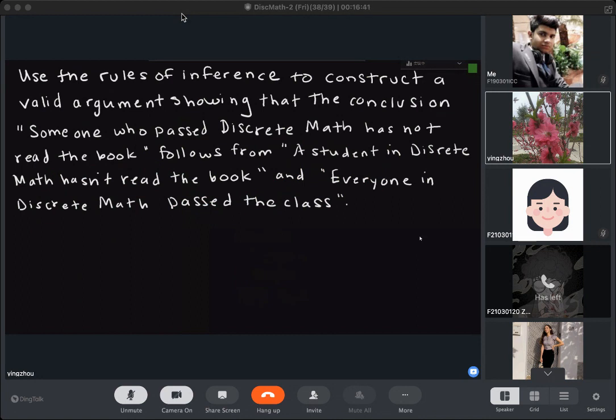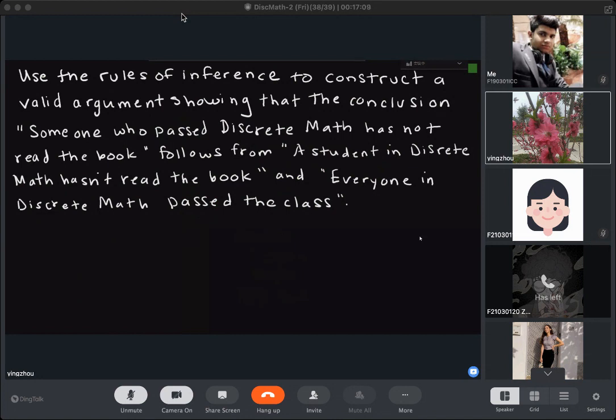Here's another question for us to try. This one is a little bit more complicated. If you want a challenge, go ahead and press pause right here and try this question first. If you just want me to go through it with you, then that is what we're going to do right now. So we are going to use the rules of inference to construct a valid argument showing that the conclusion, someone who passed discrete math has not read the book, follows from a student in discrete math hasn't read the book and everyone in discrete math passed the class.